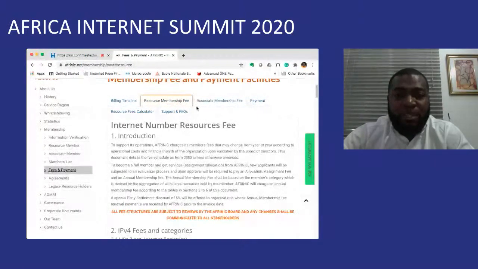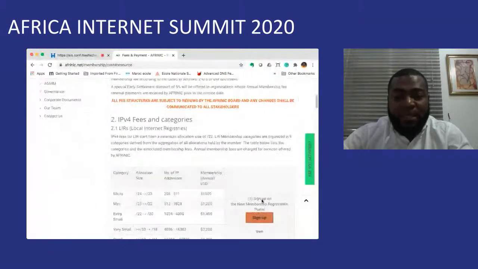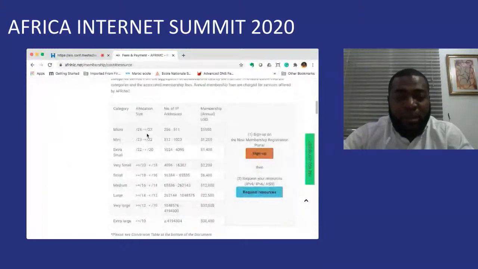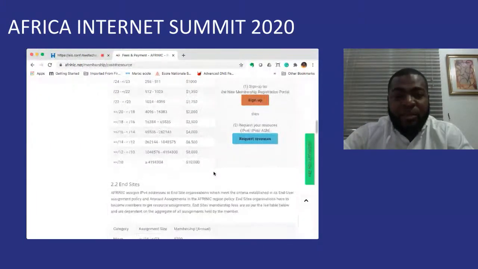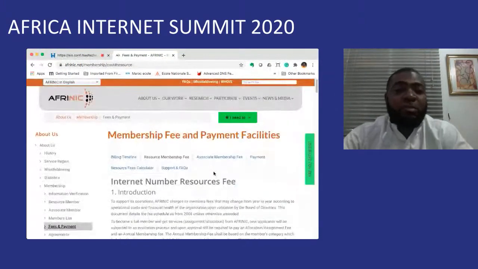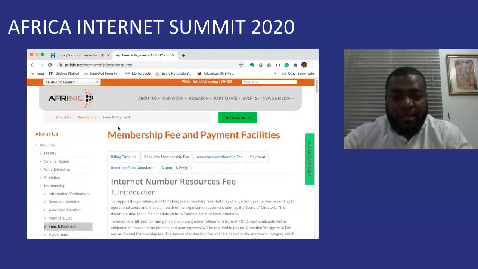For the resource membership fee, you have it here per type, according to the number of IPs that you are using. Here are the fees that you are paying. You have to go to the AFRINIC website and you can see all those costs. They are just there. It's not a secret, so you can just go and check.